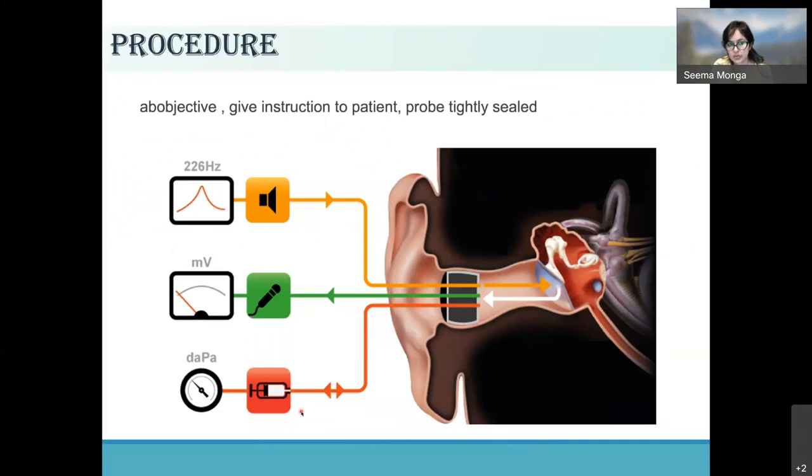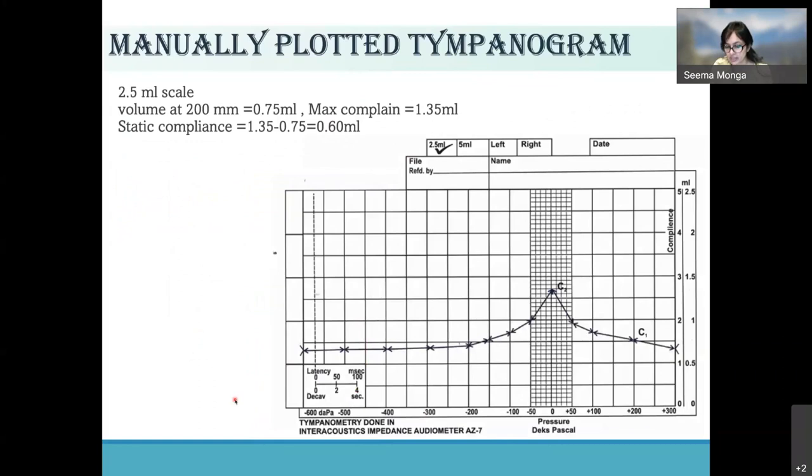So this is the procedure I just told you about. This is the probe, and we have three apertures. Through one, we are giving the frequency noise. Through one, we are changing the pressure. And through the third, we are checking the sound that is coming out. Okay. So this is a manually plotted tympanogram. These days, we don't need to plot it manually. It is automatically generated.